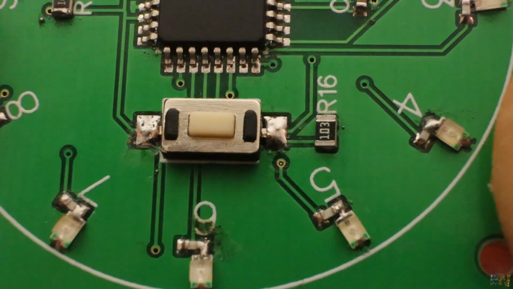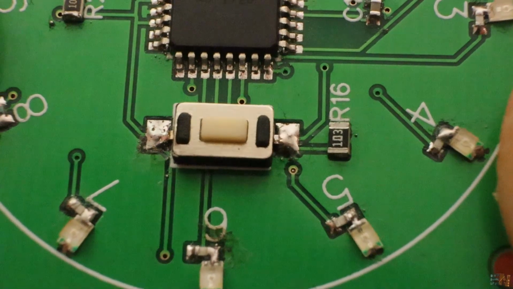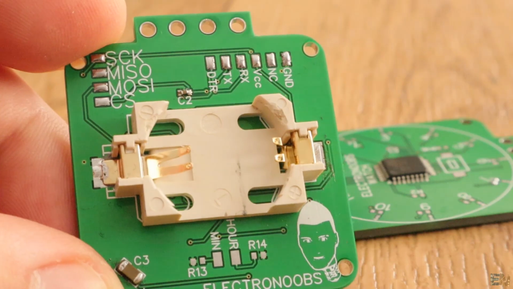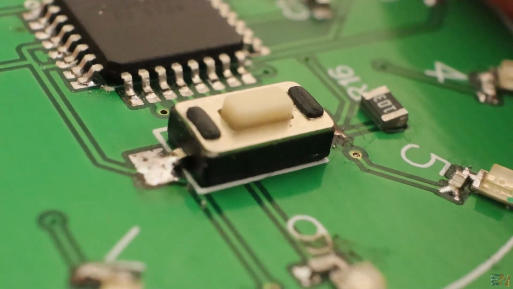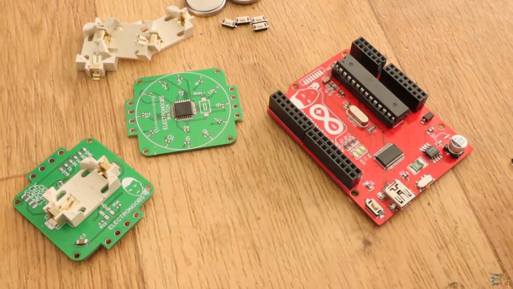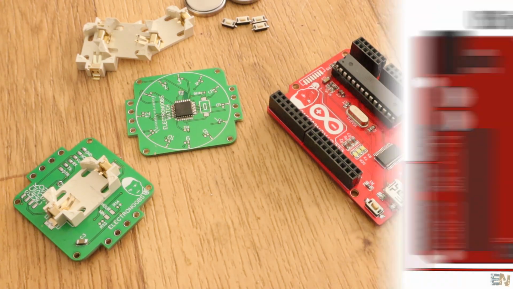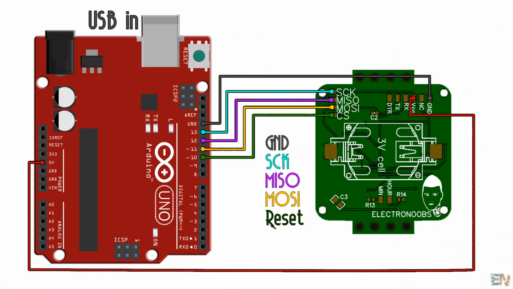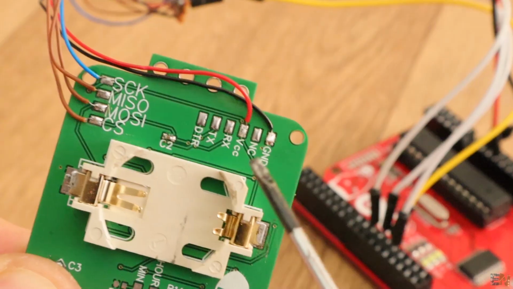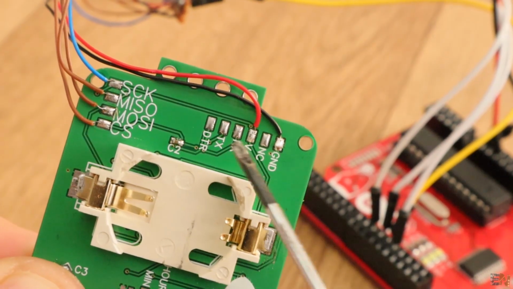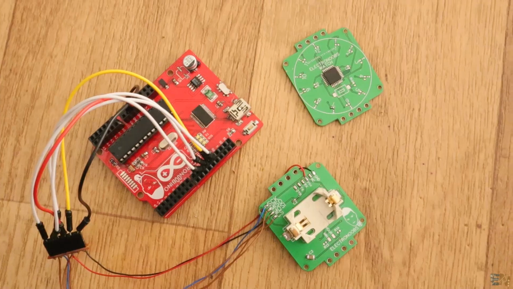Next, I soldered the button and its pull-down resistor, and on the back I soldered the battery socket, and we are ready to burn the bootloader. For that I've used an Arduino Uno. Make these connections from the Arduino Uno to the SPI pads on the back of the watch. Make sure to solder ground and VCC pins as well, as in the schematic.